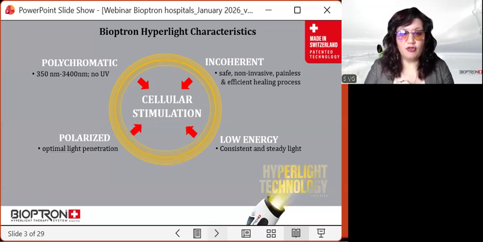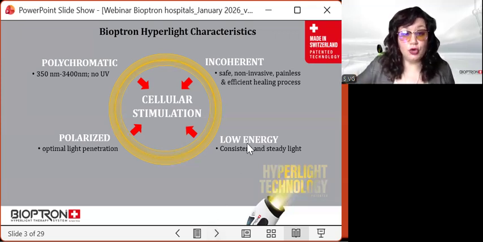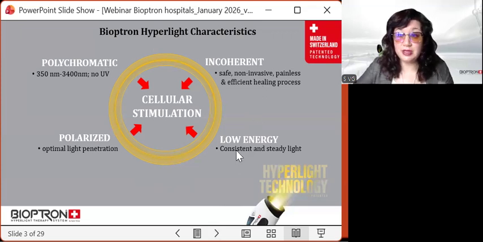The fourth characteristic of Bioptron light is the polarization. More than 95% of the light emitted by our devices is going in parallel planes. This is very important because it allows an optimal light penetration in the tissues, and thanks to the fullerene molecule contained in the glass, it will optimize the interaction with specific biomolecules. Of course, it's the combination of these characteristics that will optimize this cellular biostimulation.